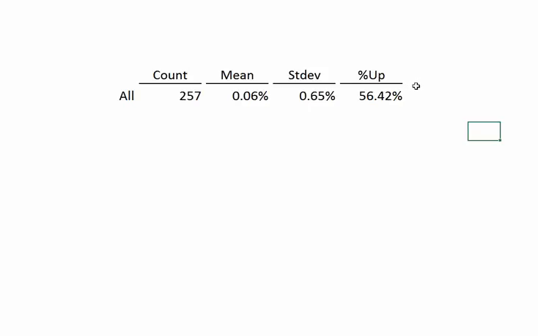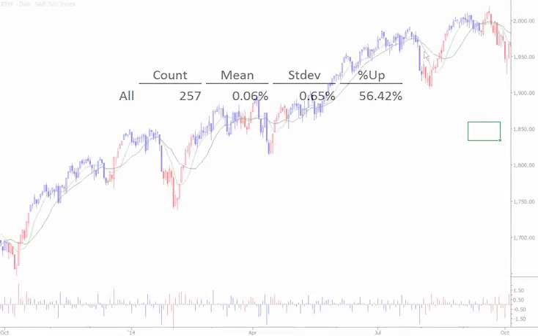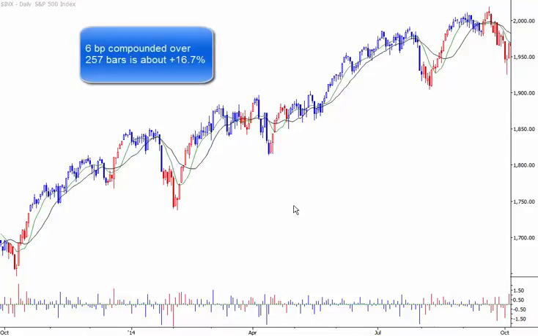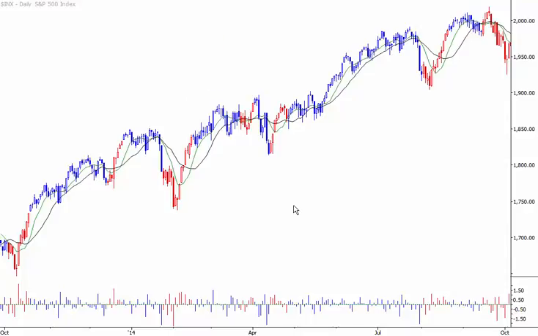Let's go back to the chart and see if that makes sense. Okay, it does. If you compound that, you'll see getting from this level, which is roughly 1700 to 1975 with that kind of average return over that number of bars. The math makes sense. It works. It describes what we see on the chart. We also would think in this time period, more bars close up. So now let's look at something else.